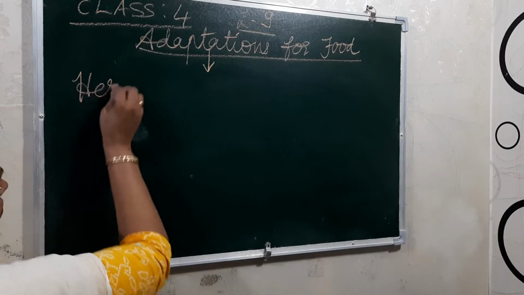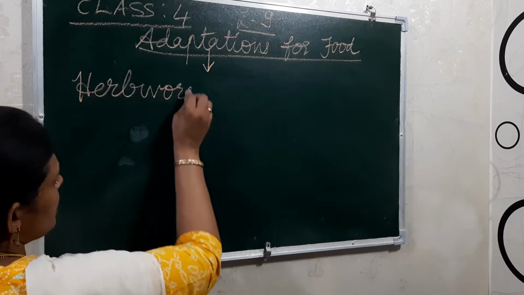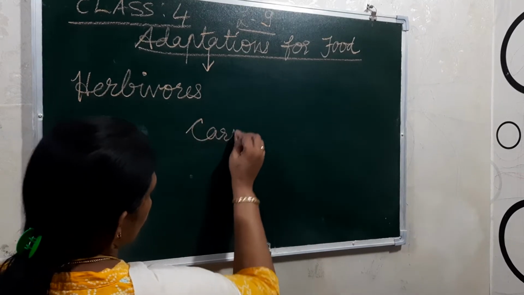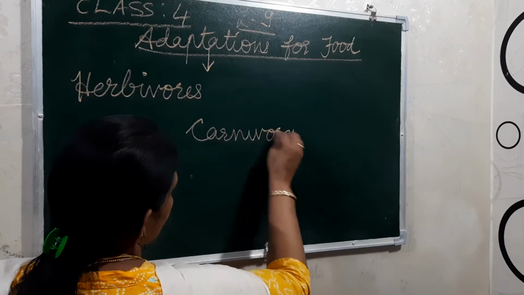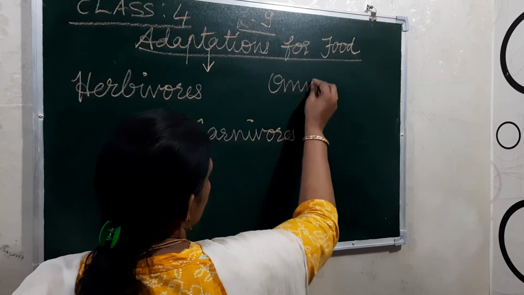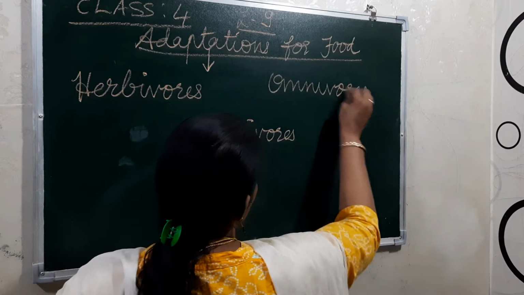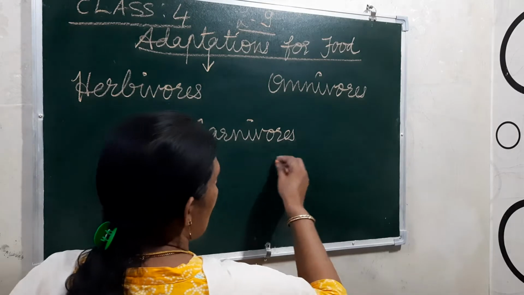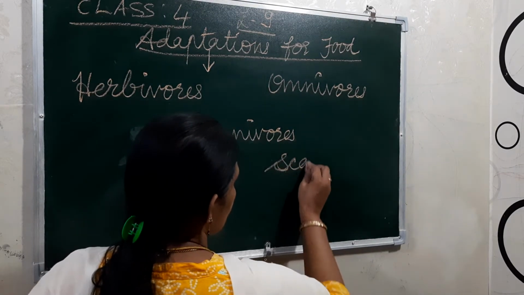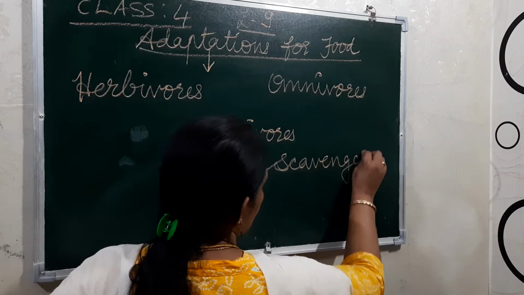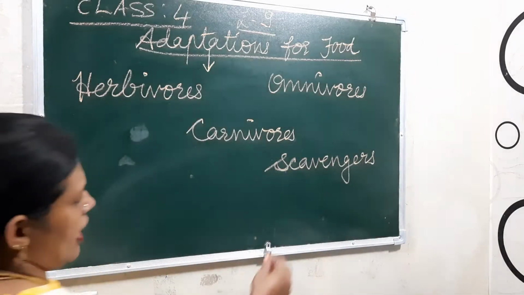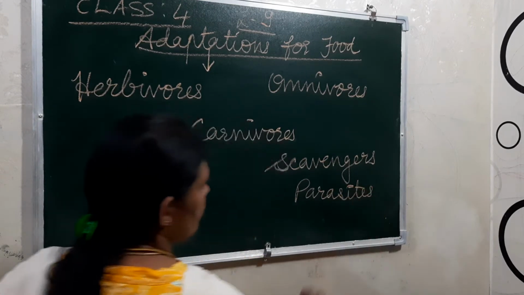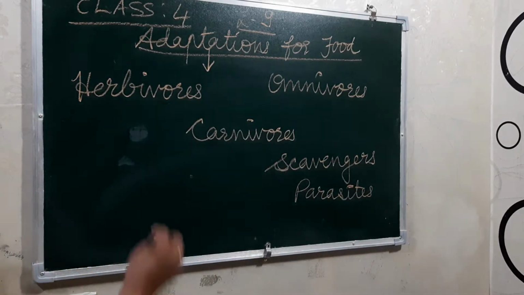Now the first one, on this basis animals are divided into herbivores, then the second one carnivores, then omnivores, and some other types, the scavengers and parasites. Okay, now see, first one, herbivores.